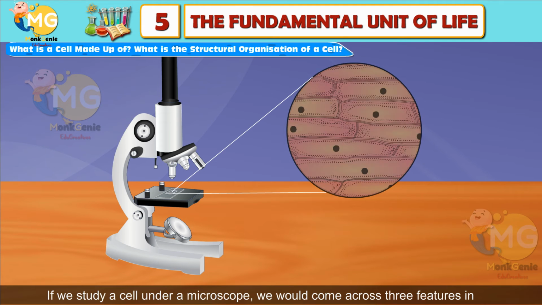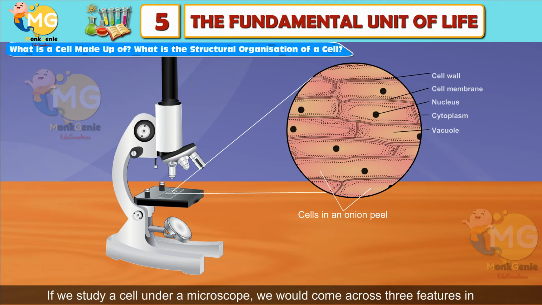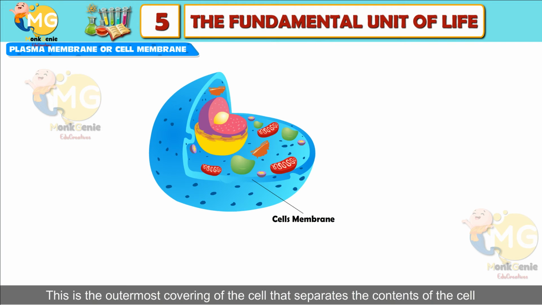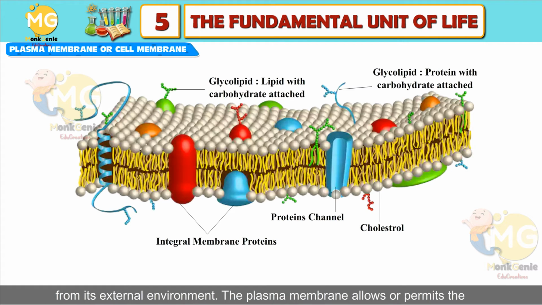If we study a cell under a microscope, we would come across three features in almost every cell: plasma membrane, nucleus, and cytoplasm. Plasma membrane or cell membrane. This is the outermost covering of the cell that separates the contents of the cell from its external environment. The plasma membrane allows or permits the entry and exit of some materials in and out of the cell. It also prevents movement of some other materials. The cell membrane, therefore, is called a selectively permeable membrane.